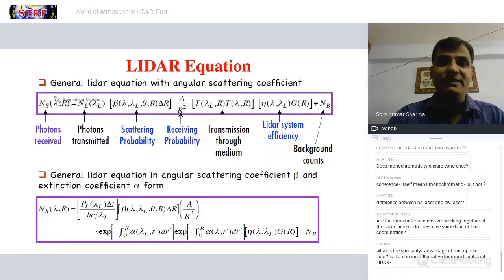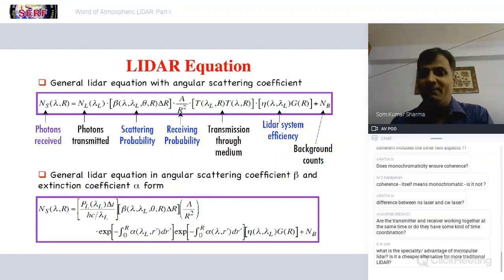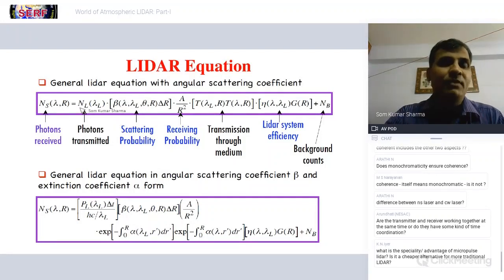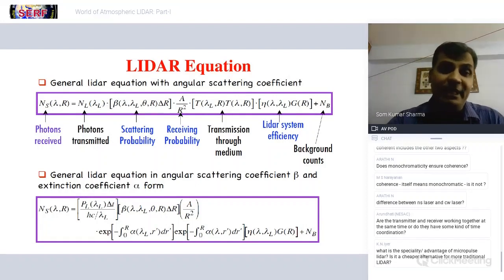On the left hand side, where the cursor is, is how many photons you are receiving. And this LIDAR equation is basically the relation between the received photons and how much you transmitted. If you remove all these other things, in an ideal case, it is how much you transmitted and how much you received. So these are the photons transmitted. The second term is how much you have transmitted and how much you received. But the receiving does not depend only on how much you have transmitted, because the signal is passing through the atmosphere and various processes are taking place. So many terms are there, and all the terms are pointed out very lucidly for you here.